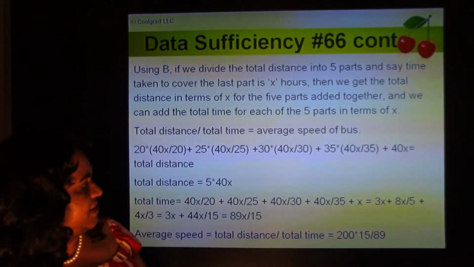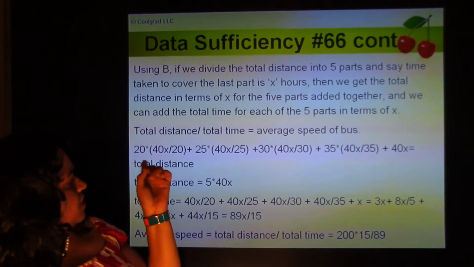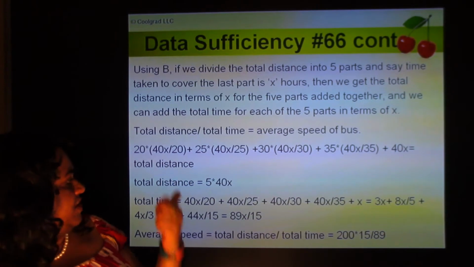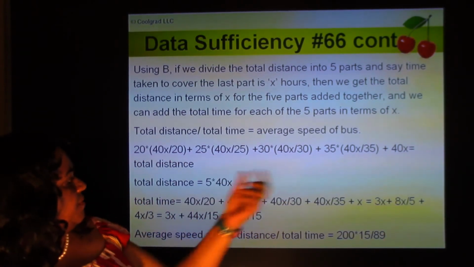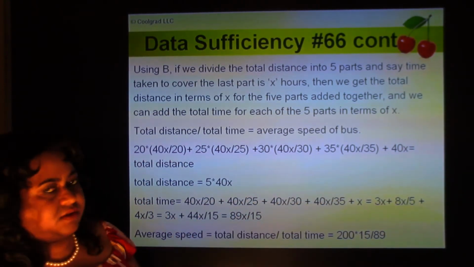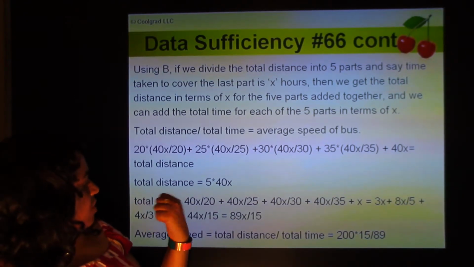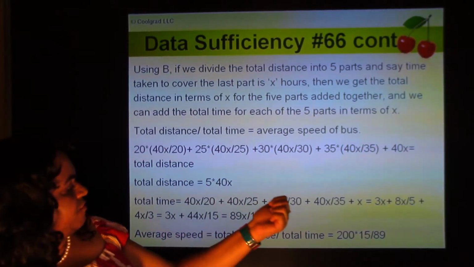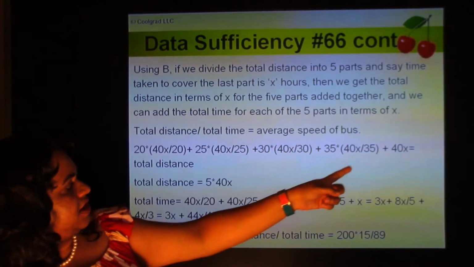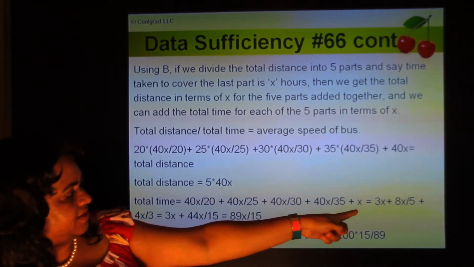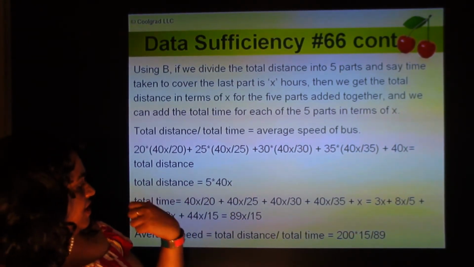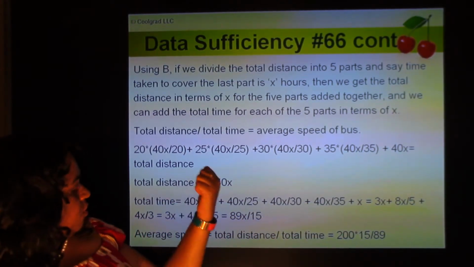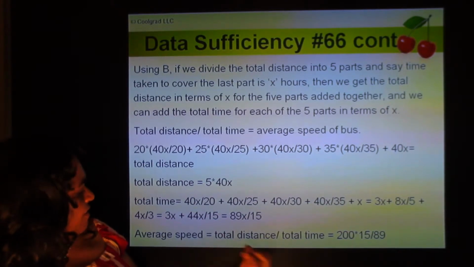If you add up all these, speed times time gives the distance. So the total distance is nothing but 5 times 40x. And the total time will be 40x by 20 plus 40x by 25, 40x by 30, 40x by 35, and x hours. So total distance and total time. If you add this, you get 89x by 15.